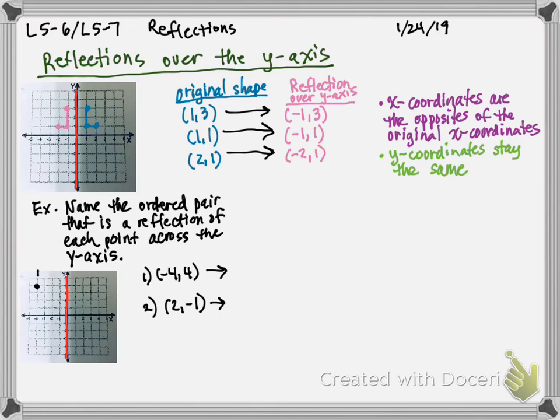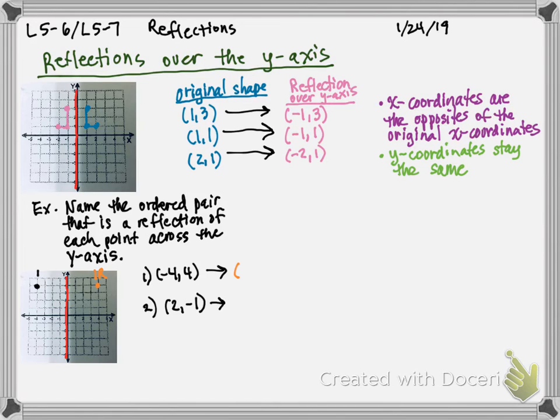So we're 4 to the left of the y-axis, so that means we're going to go 4 to the right. So 1, 2, 3, and that's where he's going to end up, right there. And that's going to be our reflection. So let's look at our ordered pairs.